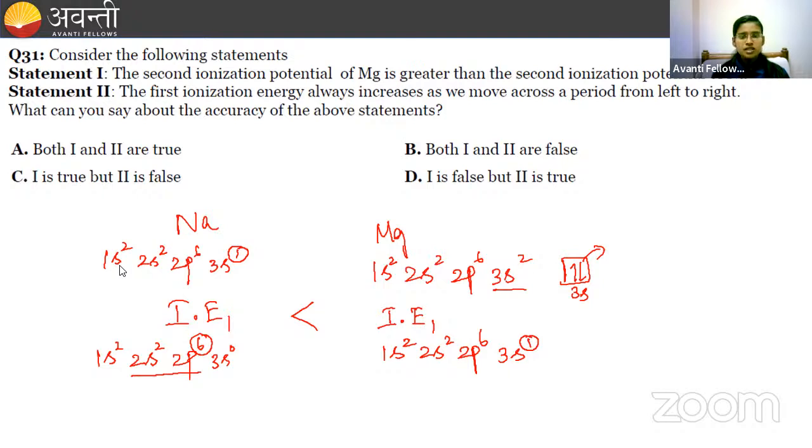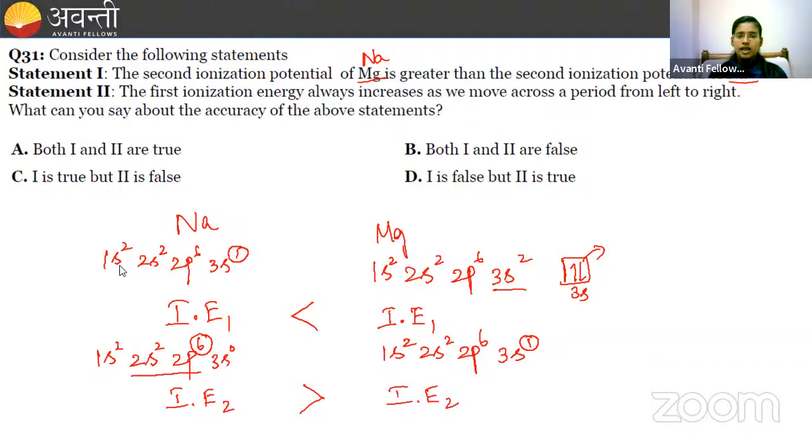So what do you think of this? The second shell is closer to the nucleus, so the energy required to remove the electron from the second shell will be more. So the ionization energy 2 for sodium will be more compared to the ionization energy 2 for magnesium. So the second ionization potential of sodium is greater than that of magnesium. So here it should be sodium and here it should be magnesium. So statement 1 is false. This statement is not correct.